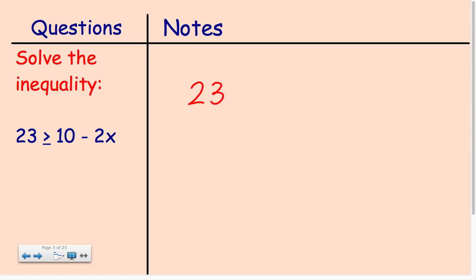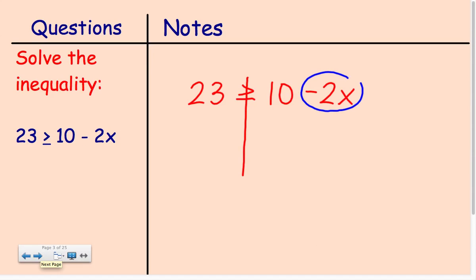23 is greater than or equal to 10 minus 2x. Train tracks. My couple in this problem is not just the 2x, but negative 2x. You need to make sure that you keep that negative sign with the 2. It's very important. Now 10, since there's no symbol in front of it, 10 is positive. So that means I have to subtract 10 on both sides.